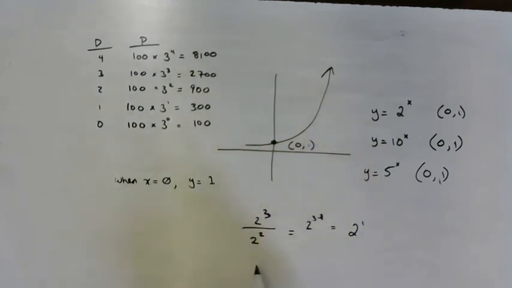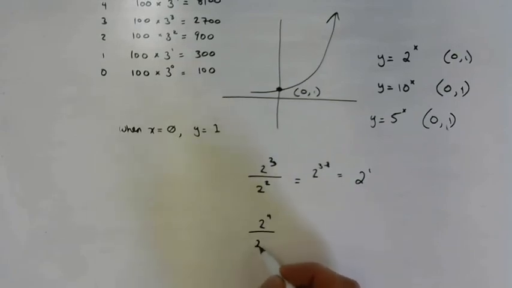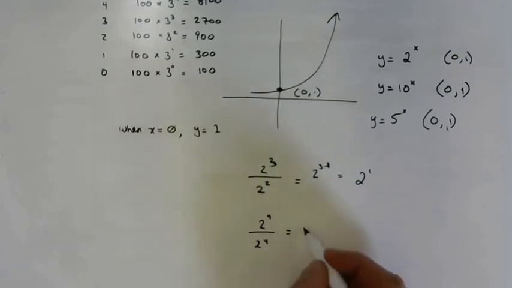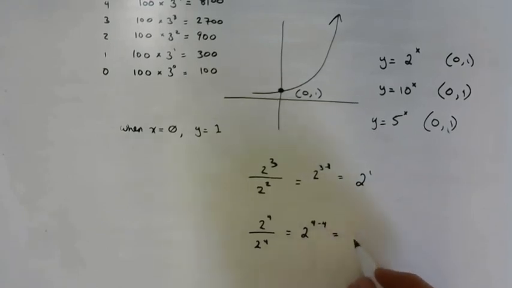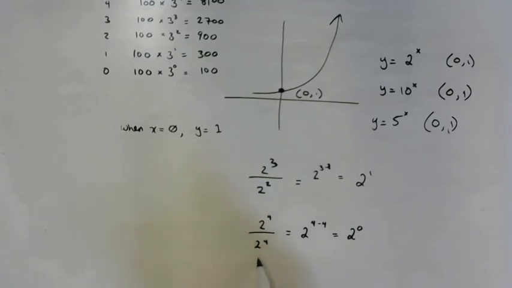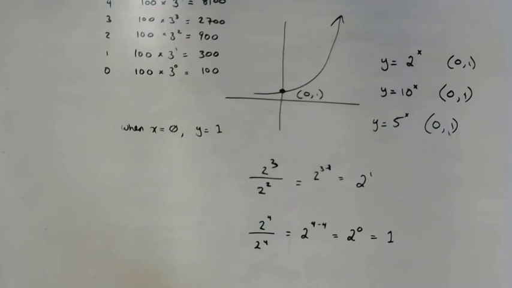Now, what happens if we have 2 to the power of 4 over 2 to the power of 4? You get 2 to the power of 4 minus 4. What's 4 minus 4? 2 to the power of 0. But this is the same quantity over the same quantity, which is always 1. Okay? Now that makes sense.